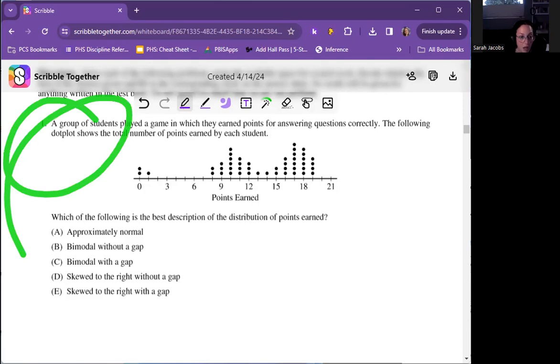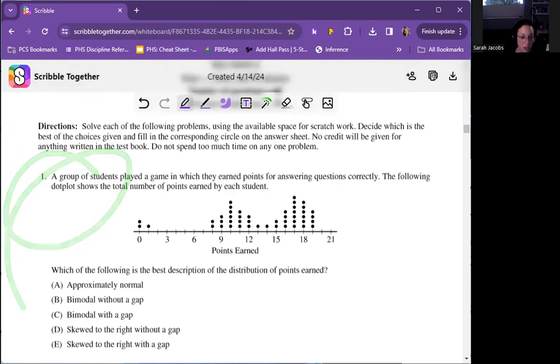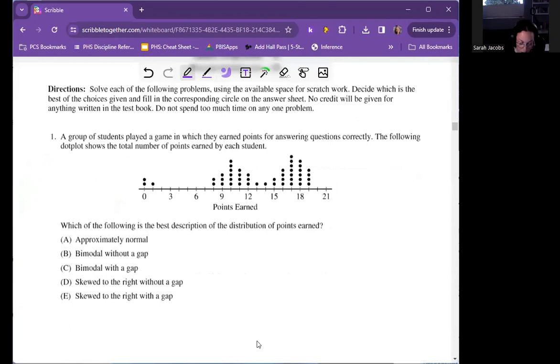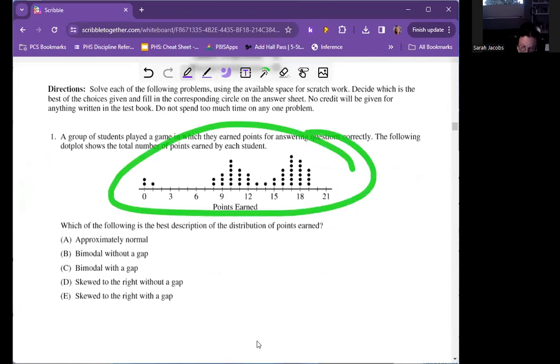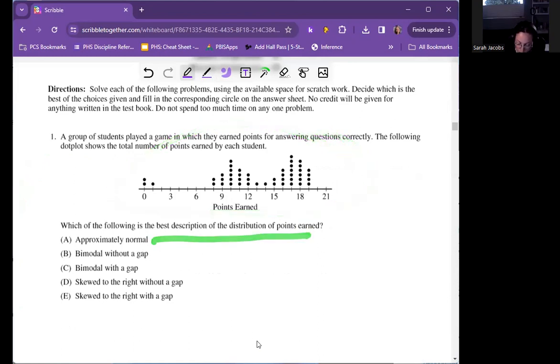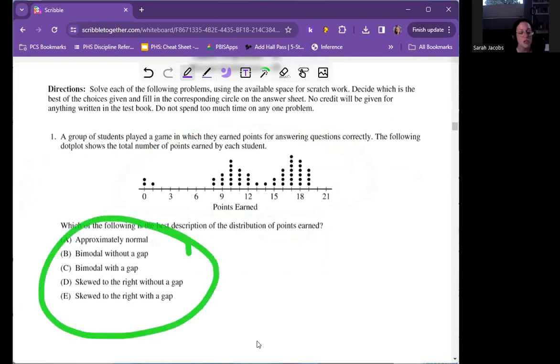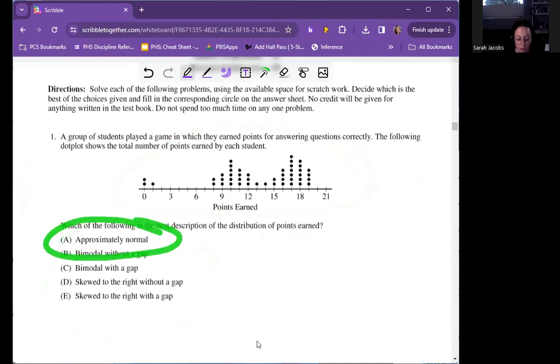Number one, a group of students played a game in which they earned points for answering questions correctly. The following dot plot shows the total number of points earned by each student. So here's our dot plot. Which of the following is the best description of the distribution of points earned? Looking at our answer choices, this is all about shape, so let's use process of elimination. Does this look approximately normal? No. By now, I don't think anyone picked that. Good for you. Definitely not normal.